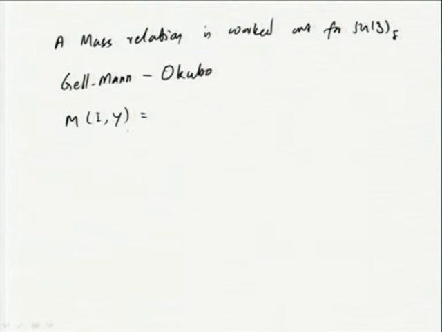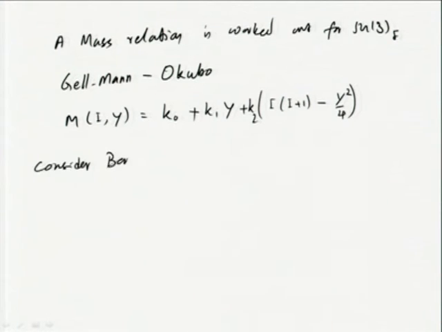Mass of any member with isospin I and hypercharge Y is equal to some K0, a constant, plus K1 times the hypercharge plus K2 times [I times I plus 1 minus Y square by 4]. This is true for each SU3 multiplet. So, for each SU3 multiplet, K0, K1 and K2 need to be found out, and once you fix that, then all the members' masses can be found out. For example, let us consider the Baryon octet, one of the Baryon octets.